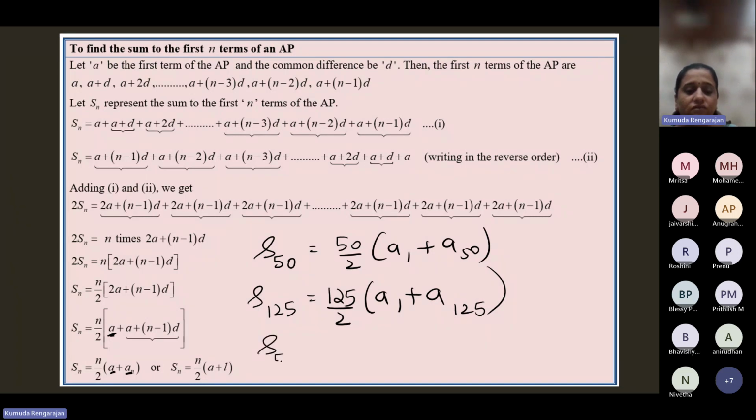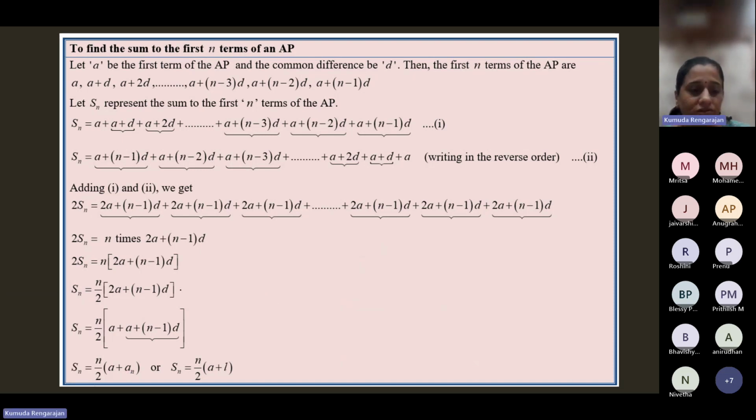If you have to find S500, the sum of the first 500 terms, it will be 500 by 2 of the first term plus the last term, which is the 500th term, because n is 500. It's also written as n by 2 of a plus L. a is the first term, L is the last term, meaning the last term of the sum. From the first term to the 500th term, you're finding the sum, so the last term is the 500th term.